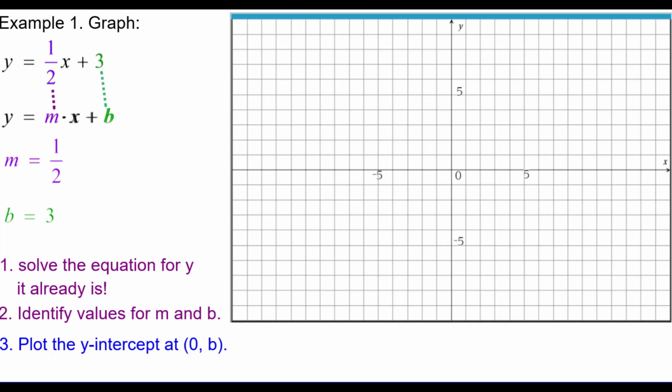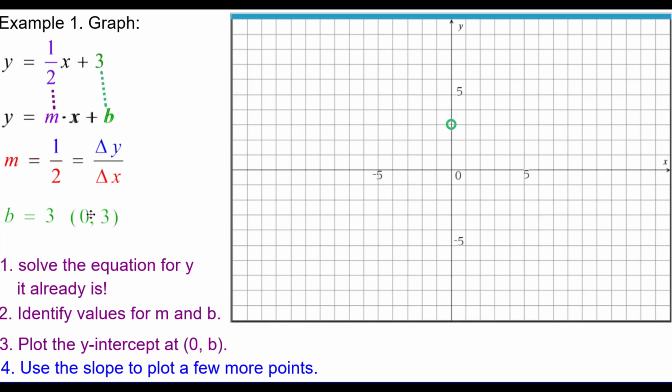Third, we're going to plot the y-intercept at the coordinates 0, b, in this case 0, 3. There it is. That's the y-intercept point. That's 1 point on the line. And we're going to use the slope to plot a few more points. Really, we only need one more, but I like to get a few more.